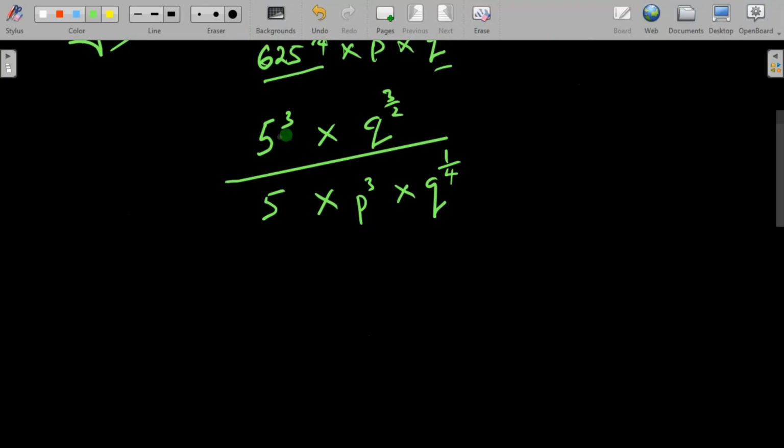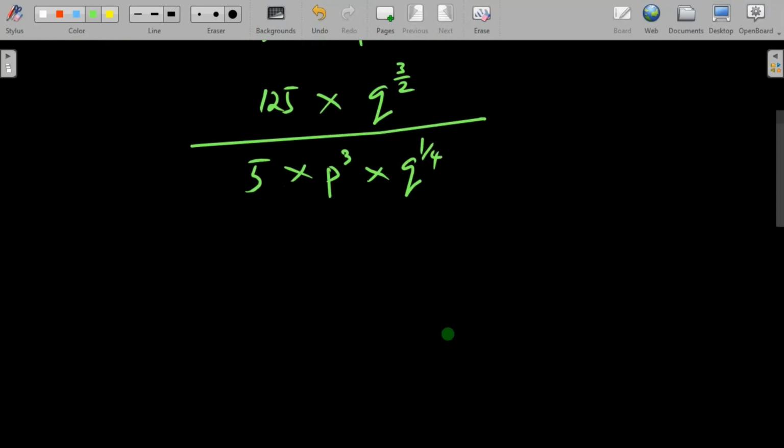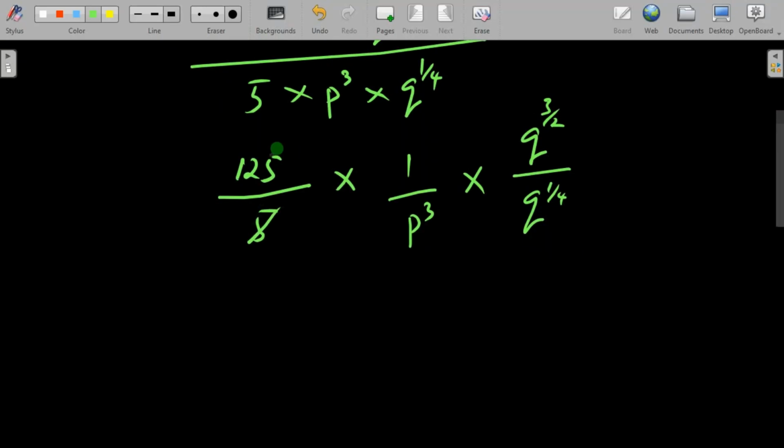So I can say 5 to the power of 3 is 5 times 5 times 5, and this will give us 125. So I can say 125 multiply q to the power of 3 over 2, then divided by 5 multiply p cube, then multiply q to the power 1 over 4. Now I can decide to split them into their different fractions. I can say 125 divided by 5 times p. There's no p on the numerator here, so I will have 1 divided by p cube, then multiply q to the power 3 over 2 divided by q to the power 1 over 4. So I can simplify further. 125 divided by 5 will give me 25.